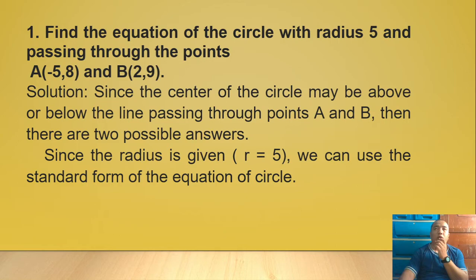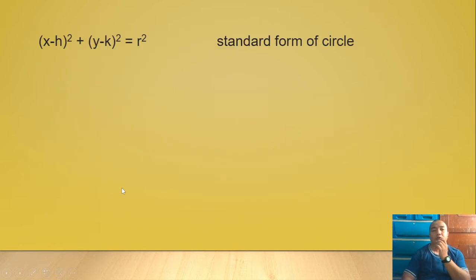And since the radius is given, we can use the standard form of the equation of circle. When solving the equation of a circle passing through 3 given points, we use the general form. But since in this problem radius is given, we will use the standard form, which is (x minus h) squared plus (y minus k) squared equals r squared. At point A(-5, 8), x equals -5, y equals 8. We're going to substitute these values of x and y in the standard form of the circle.